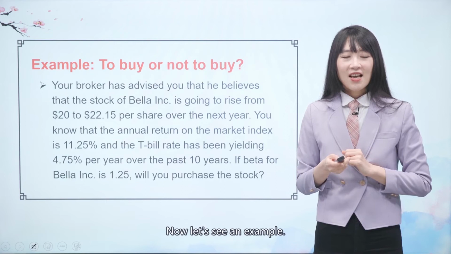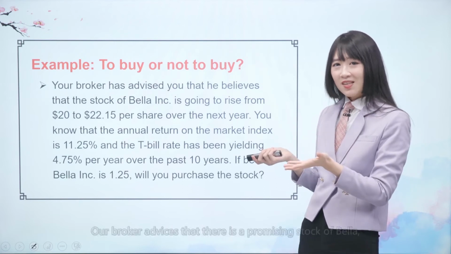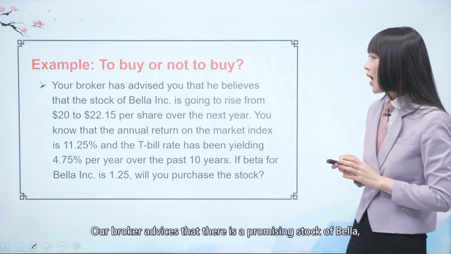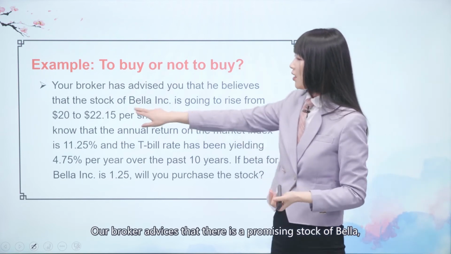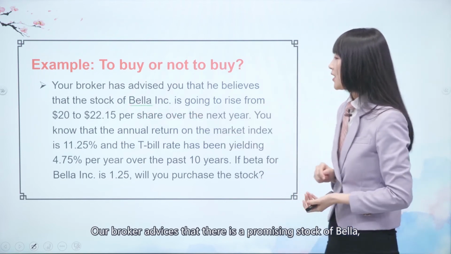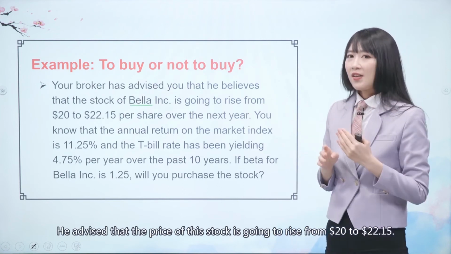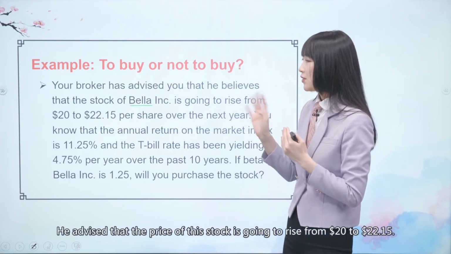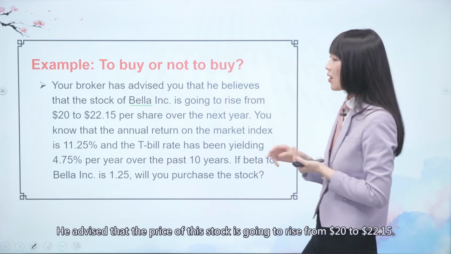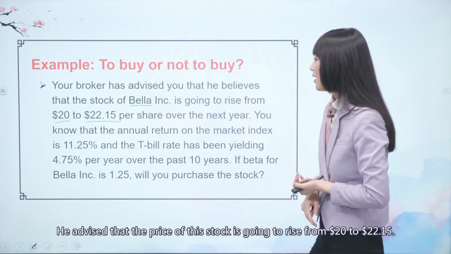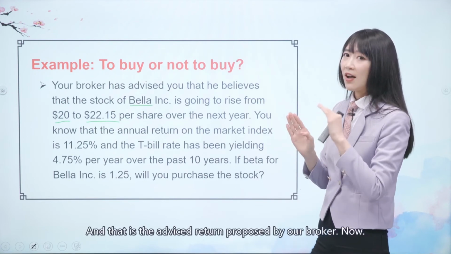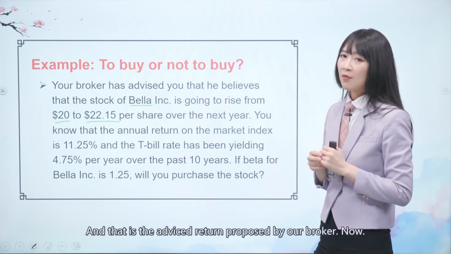Now, let's see an example. Our broker advised that there is a promising stock, Bella, and he advised that the price of this stock is going to rise from $20 to $22.50. And that is the advised return proposed by our broker.